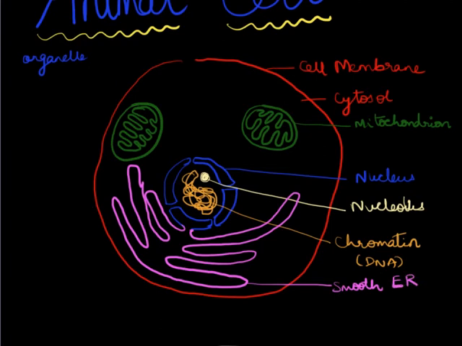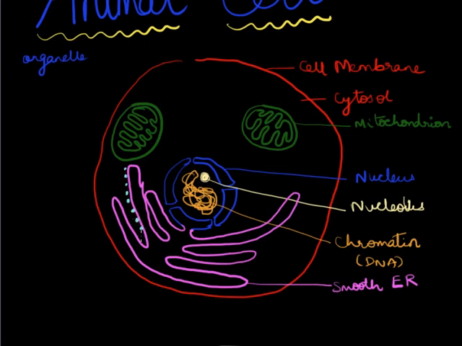And the other type of the endoplasmic reticulum is the rough type. So the rough type is so called because it has ribosomes attached on the outer side of its membrane, like this.